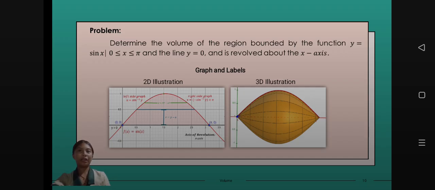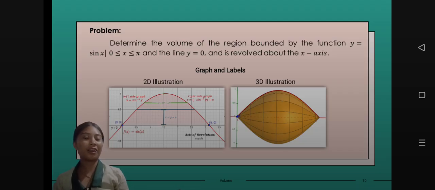So we will have here negative pi squared over 2 plus pi squared. So we have here pi squared over 2, or 4.93 cubic units. Therefore, the volume of the solid generated is approximately 4.93 cubic units. Using the shell method, we also got the same answer as what we had using the disk method. Therefore, the volume of the solid generated is approximately 4.93 cubic units.